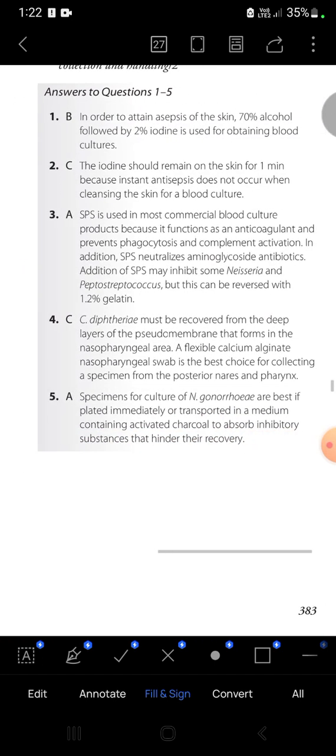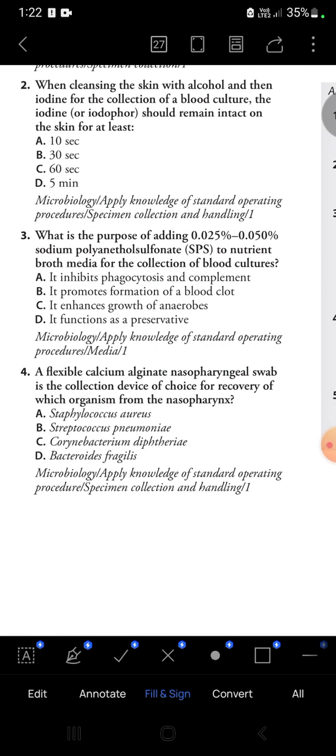Here is the explanation. SPS is used in commercial blood culture products because it functions as an anticoagulant and prevents phagocytosis and complement activation. In addition, SPS neutralizes aminoglycoside antibiotics. Addition of SPS may inhibit some Neisseria and Streptococcus, but this can be reversed with 1.2% gelatin. So, SPS is added in blood culture to avoid phagocytosis, and it is an anticoagulant.